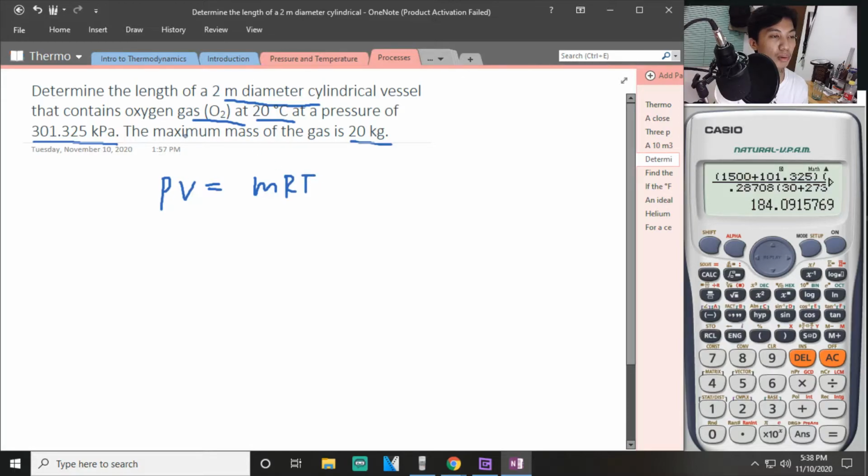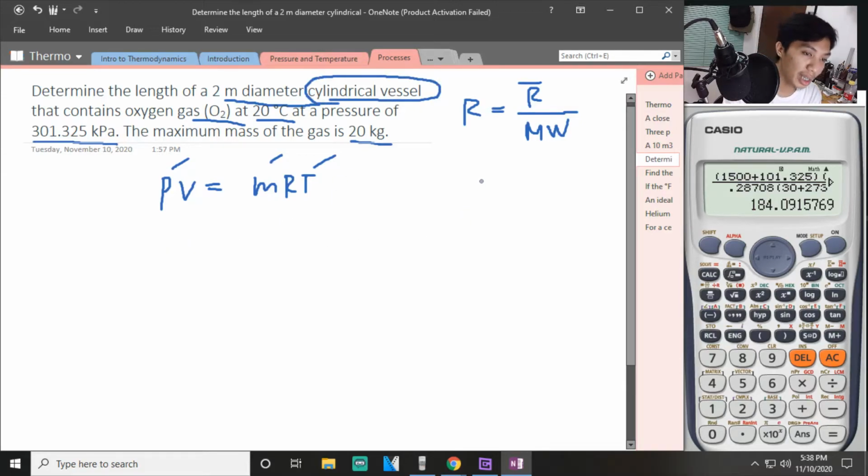Ano ba yung R ng O2? Hindi natin alam. But, di ba, itong R na to is given here. R is equal to R bar over molecular weight. Oxygen gas pala yan. Molecular weight. Diatomic yan, ha, mamaya. Solve natin. So, given ka ng P, kPa. Given ka ng total mass. Given ka ng T, and R is solvable. Binigay niya, cylindrical vessel.